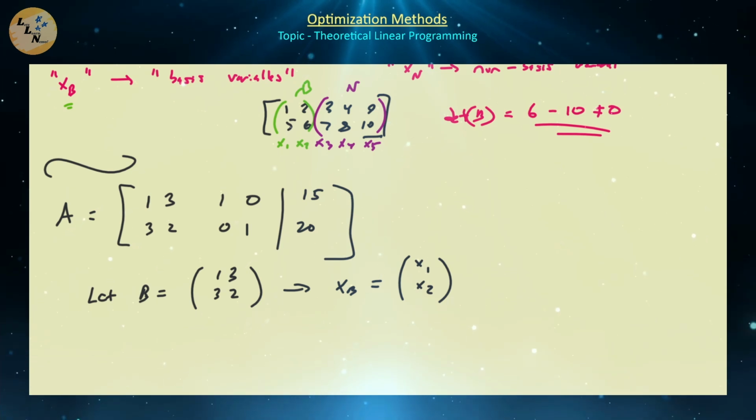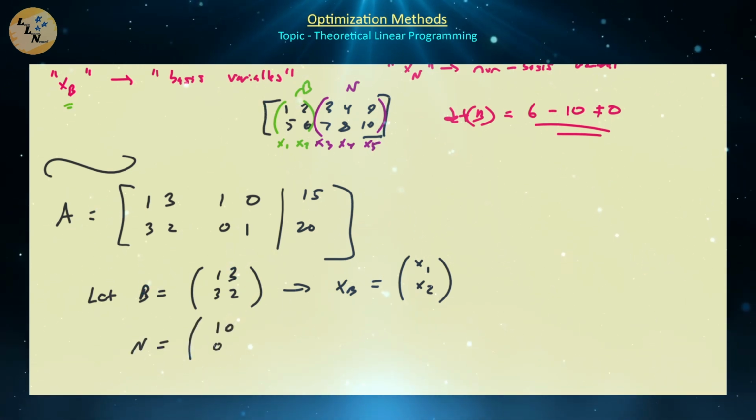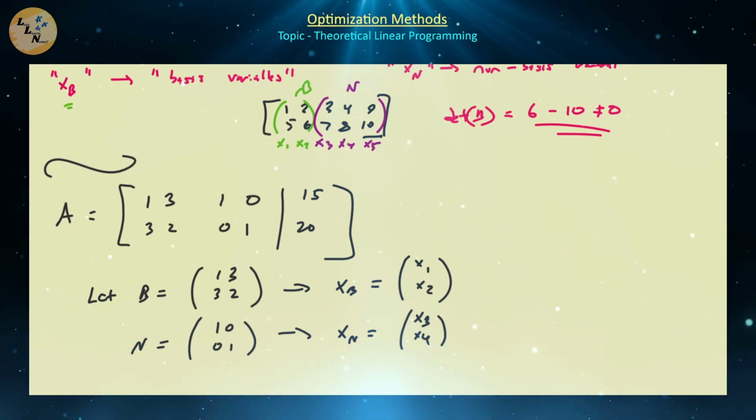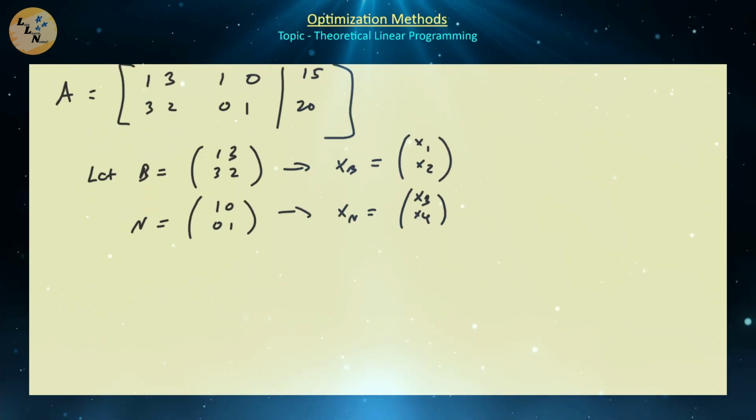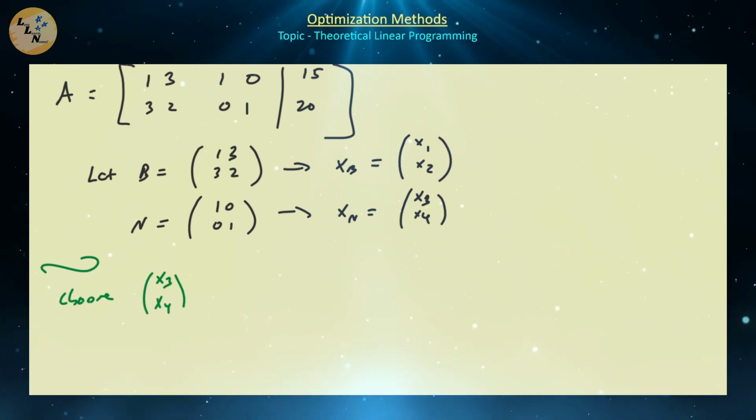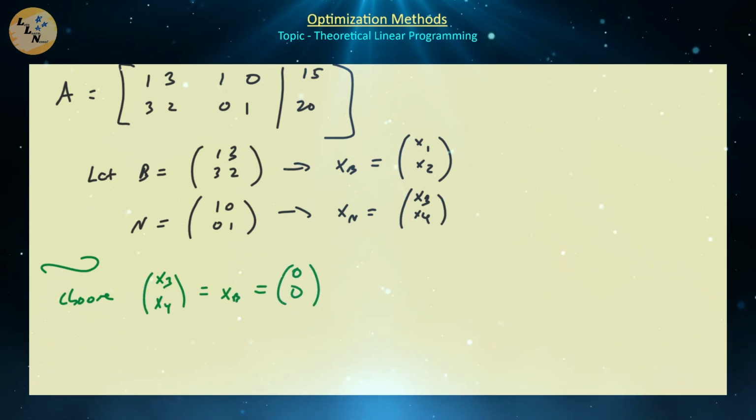If we choose B to be columns 1 and 2, that means our non-basis matrix is going to be columns 3 and 4, which is [1, 0; 0, 1]. Again, that doesn't have to be square. Our non-basis variables are going to be x3 and x4, which are technically our slack variables, but I'm just going to name them x3 and x4. So we're going to choose xN, x3 and x4, to be equal to the 0 vector, 0, 0.